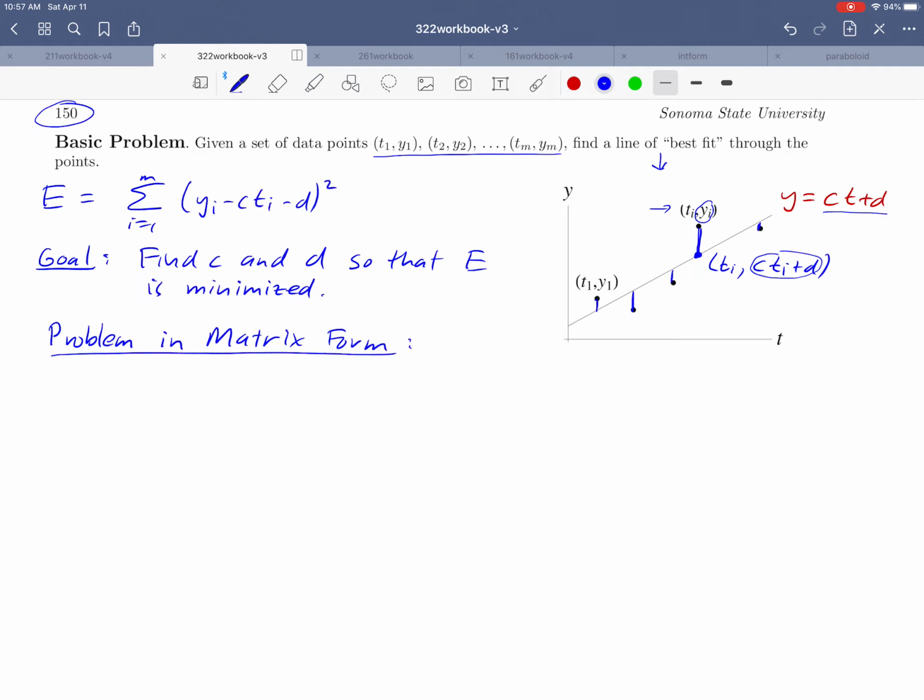To do this, we start by imagining, what if there were an exact solution to this problem? In other words, what if all of our data points really did lie on one line? Well, that would mean that every yi that we have here would have to exactly match c ti plus d. For example, for the first data point, we would have to have y1 equals c t1 plus d. Then we'd move on to the second data point, we'd have to have y2 equals c t2 plus d, and so on, down our list of data points.